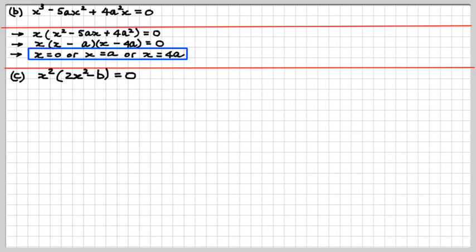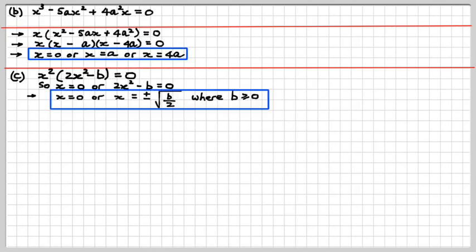Here I am. How did you go? Well, let's have a look at it. We know by the null factor law that x equals 0 from this one, or we know that this little beastie in here, in this bracket, has to be 0. So how do we solve that? Oh, yeah, no problem.